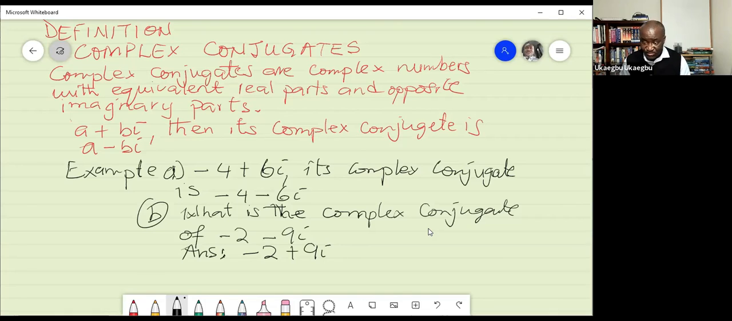Please type in your name on the chat box. Type in your name quickly, please.